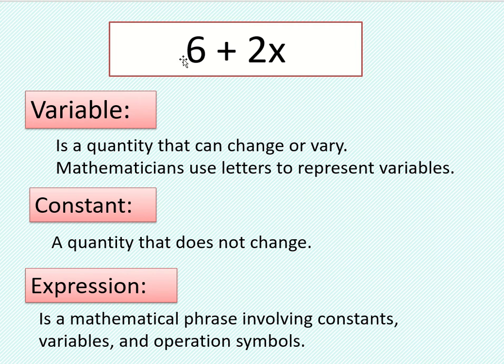If you look at this, you have 6 plus 2x. One part is the variable. Your variable is a quantity that can change or it can vary. Most mathematicians use letters to represent variables. So in this equation, 6 plus 2x, x is your variable. Your constant is a quantity that does not change.